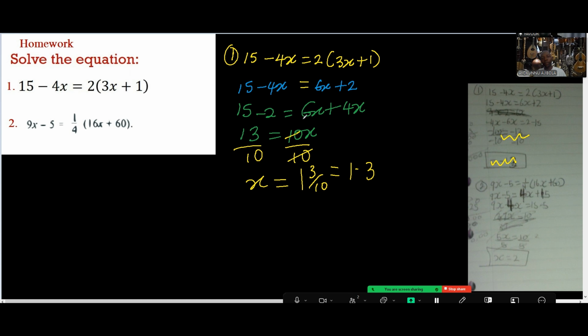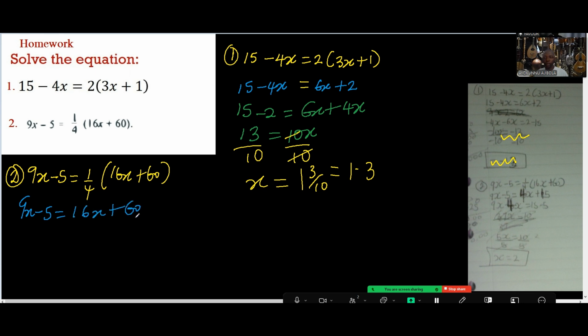Okay, good. Now the next one, which is number 2, we have 9x minus 5 equal to 1 quarter of 16x plus 60. What we have to do first here, because of the fraction outside, we open the bracket also, but the 4 is going to be at the base of the bracket. So we have 9x minus 5 equal to 1 times everything in the bracket, then over 4.